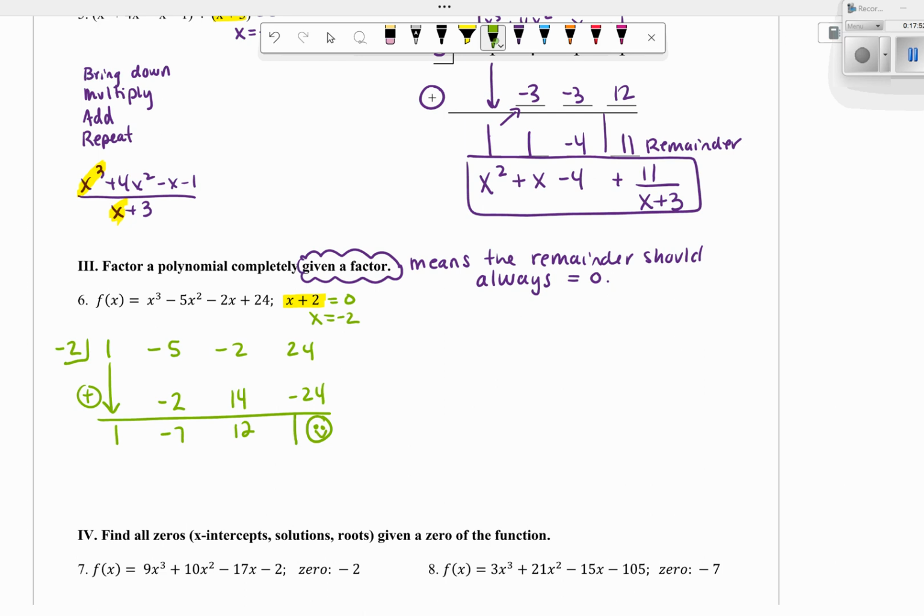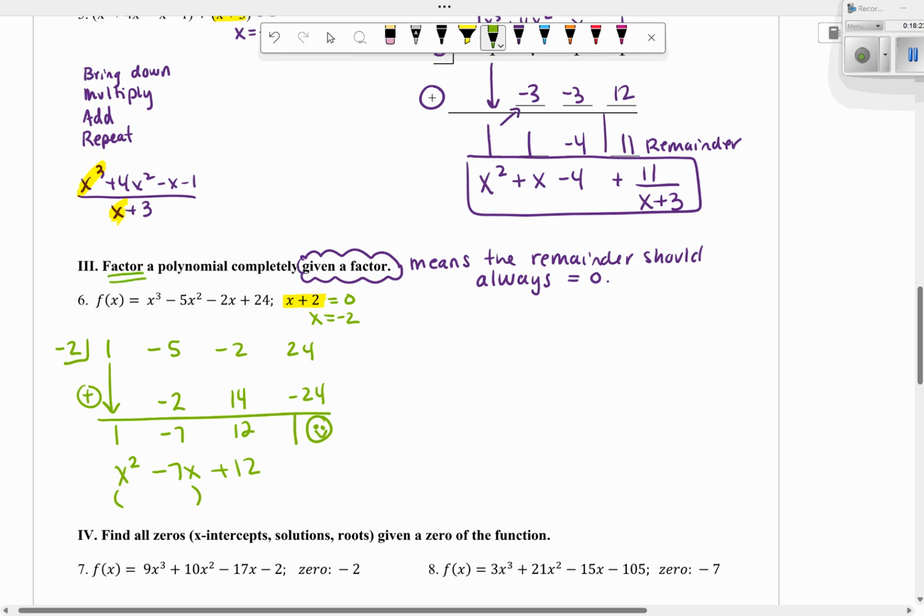So now we have to look at our dividend, which was degree 3. That means our answer, which is our quotient, is going to be degree 2. So x squared minus 7x plus 12. The question says to factor the polynomial given a factor. So we know that x plus 2 is a factor, but now we're using that to factor this polynomial. So we have x squared minus 7x plus 12. That's a trinomial. It has 3 terms. So we're going to go ahead and factor this.